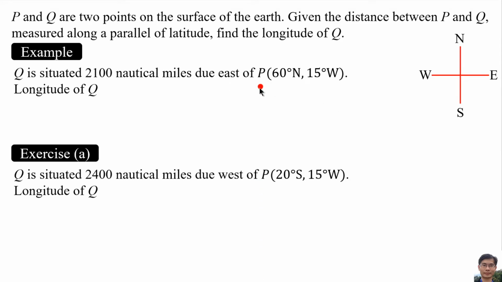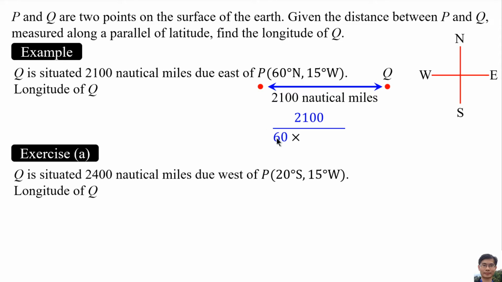Let's say this is point P, so the east of P is Q, so this is point Q, and the distance is 2100 nautical miles. We change it to angle, so divided by 60 times cos the latitude, cos 60, and we get 70 degrees. So for P is 15 degrees west, the difference is 70 degrees, so the longitude of Q is 70 minus 15, and we get 55 degrees east.